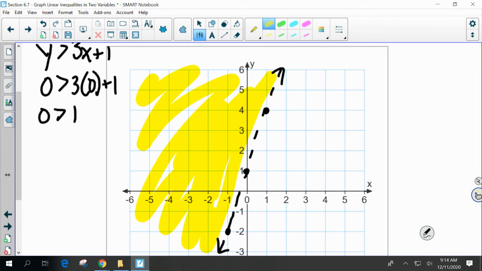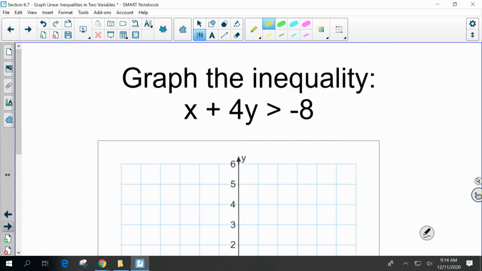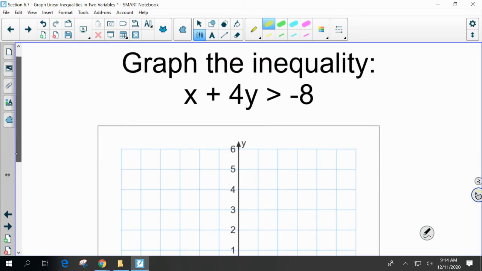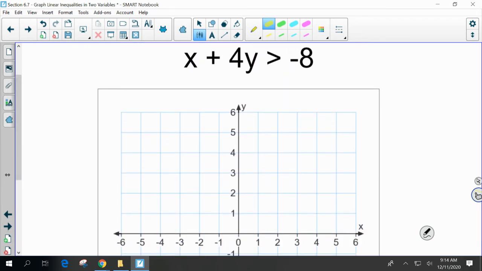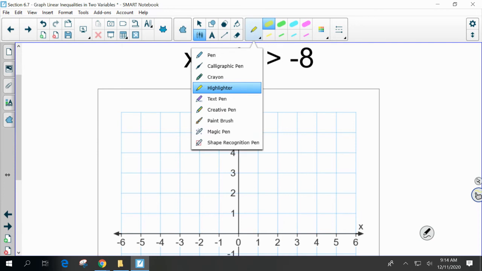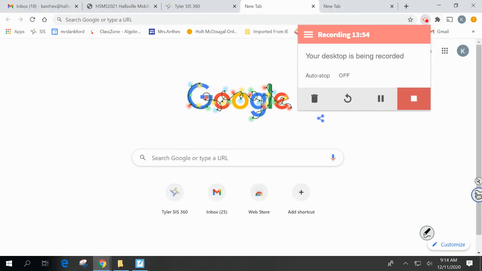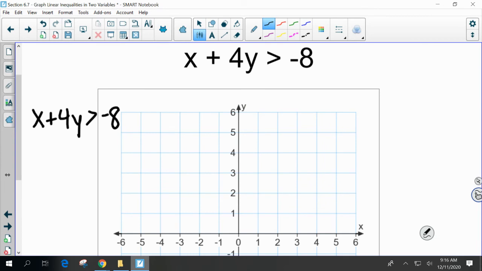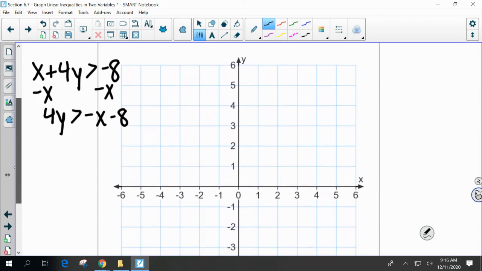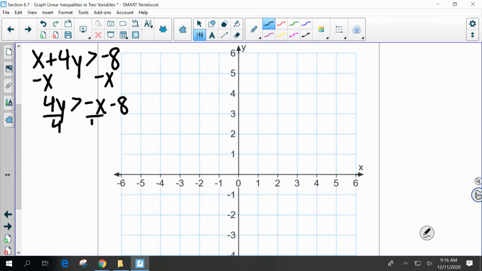Okay, I want you to do the next one as well. So pause your video and graph this. Okay, so to graph this problem, I would start by subtracting x, and then I would have 4y is greater than negative x minus 8. And then I need to divide everything by 4. So I have y is greater than negative 1/4 x minus 2.